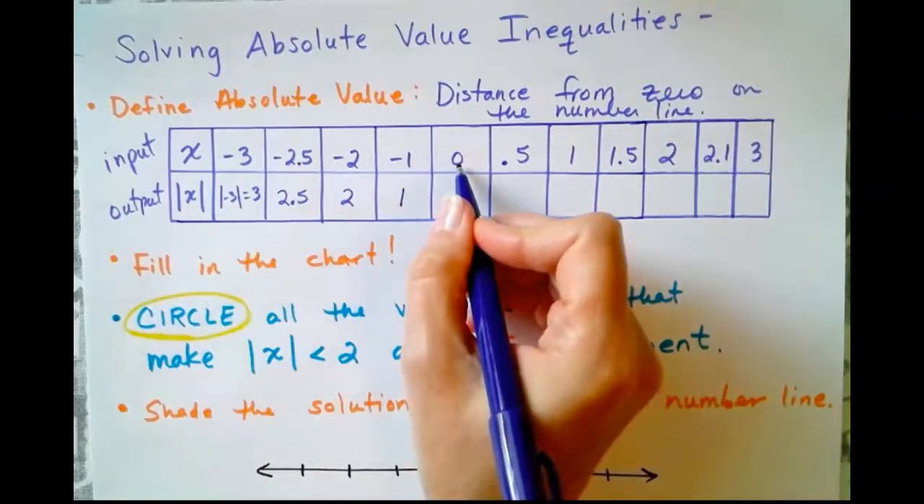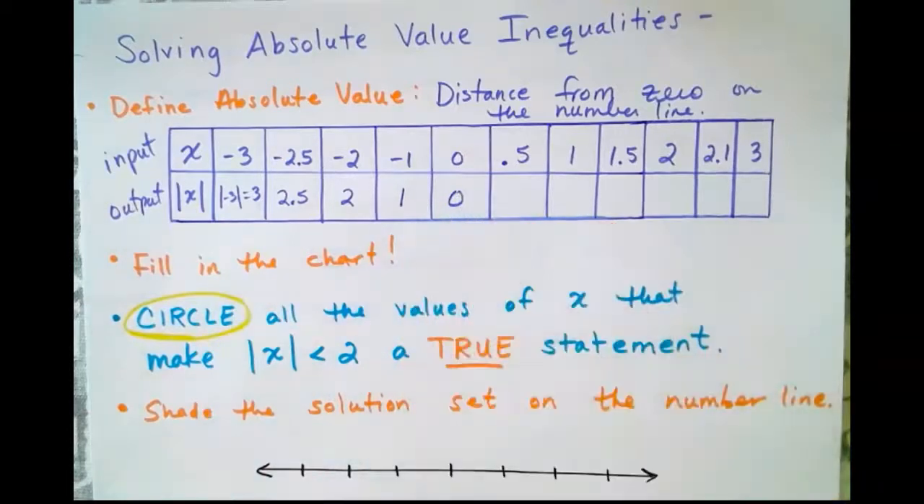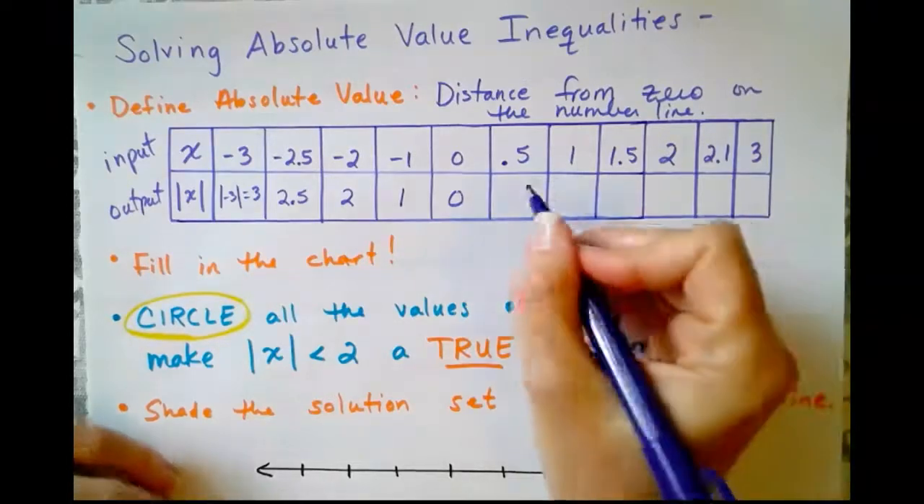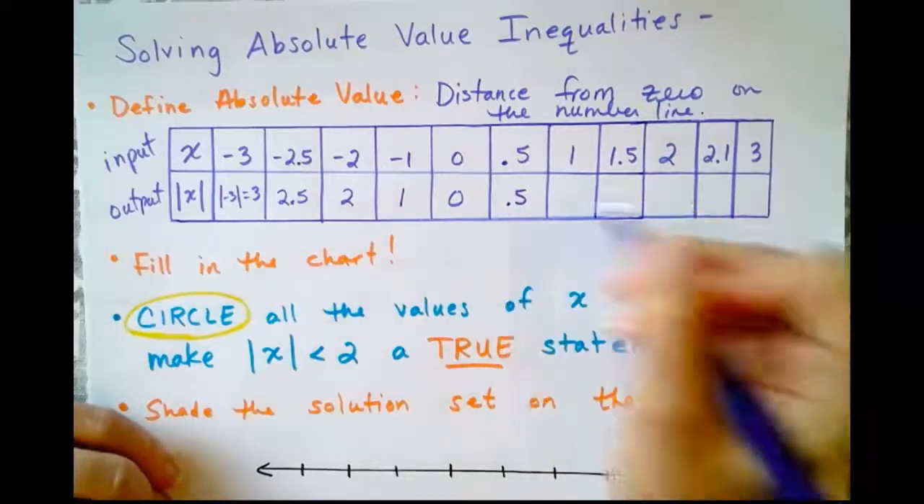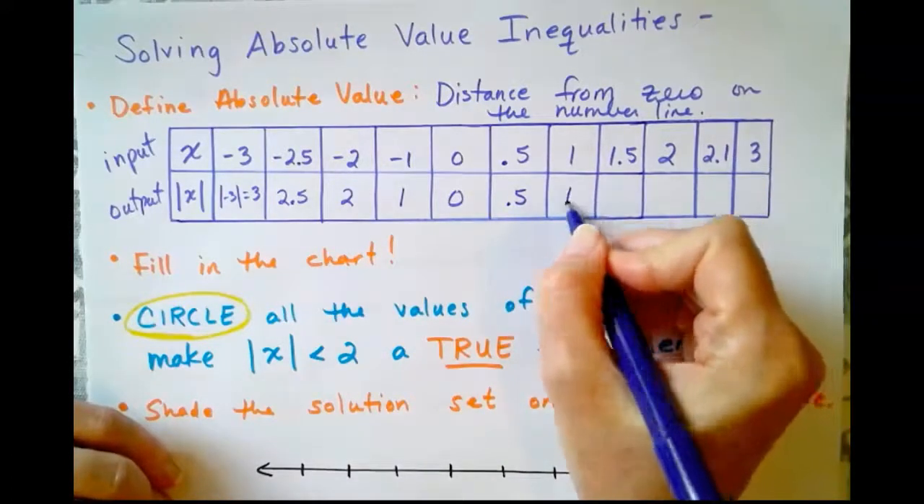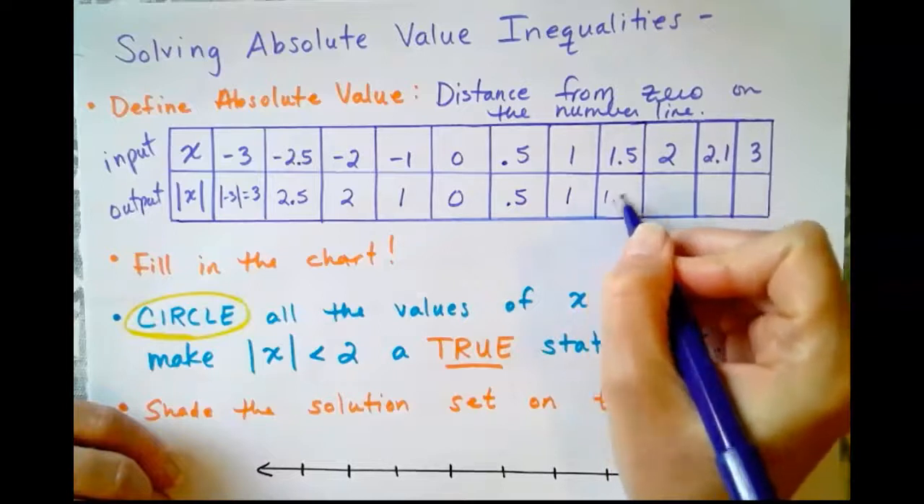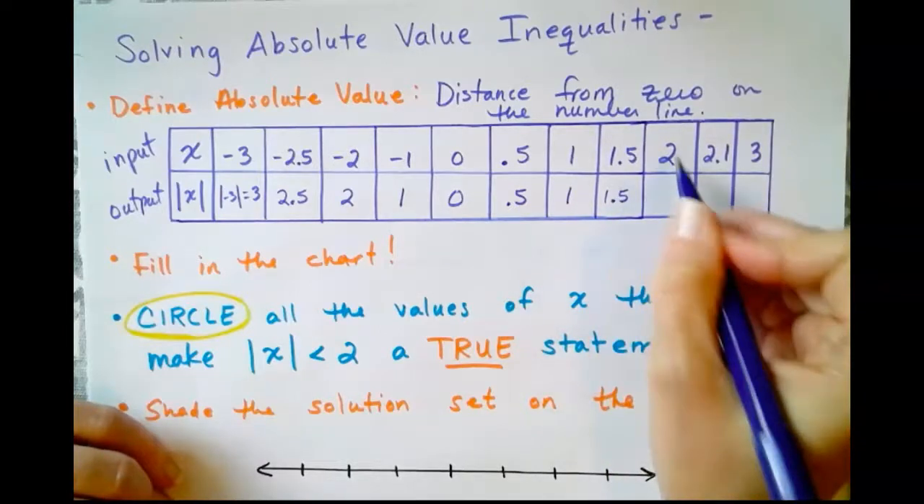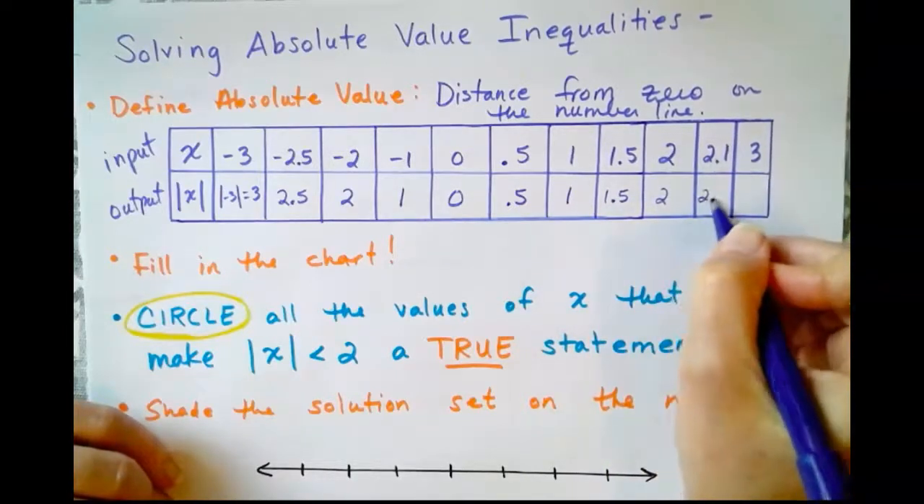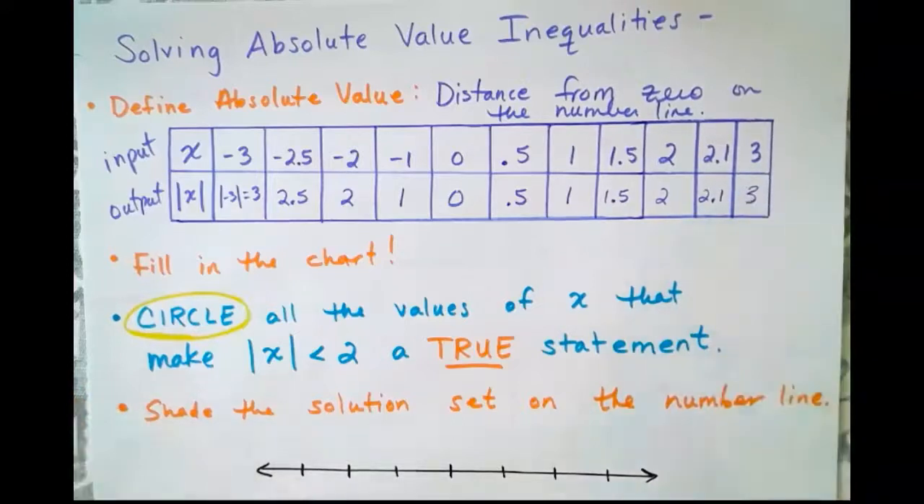Plug in the 0, we get 0. Because how far is 0 from 0 on the number line? It is 0 places away from 0. If we plug in 0.5, we get 0.5. If we plug in 1, we get 1. 1.5 gives 1.5. 2 gives 2. 2.1 gives 2.1, and 3 gives 3.